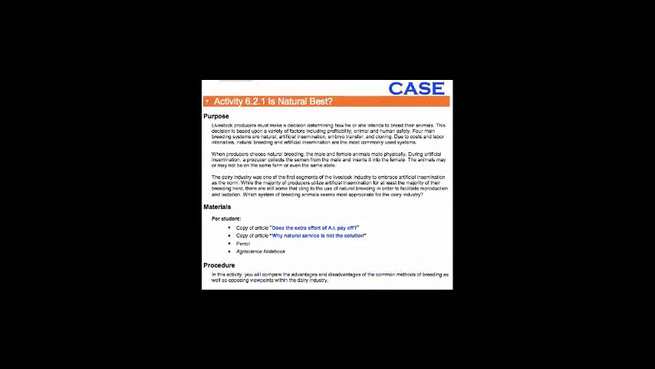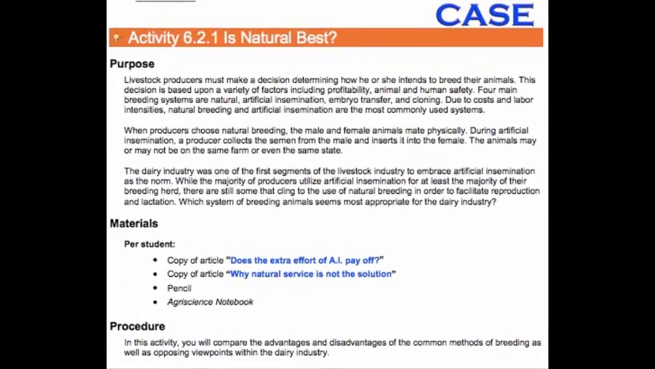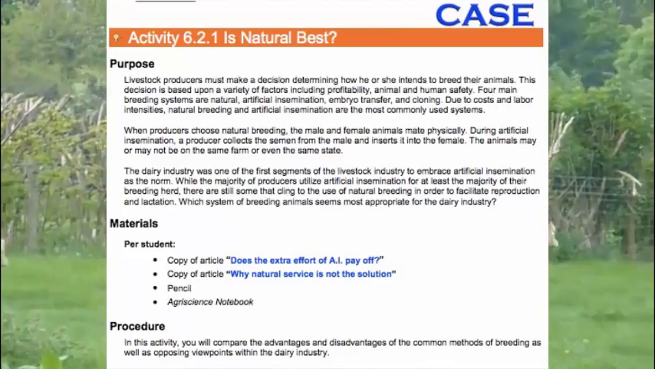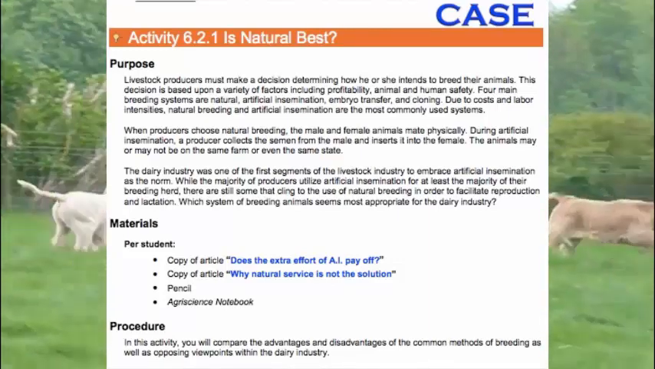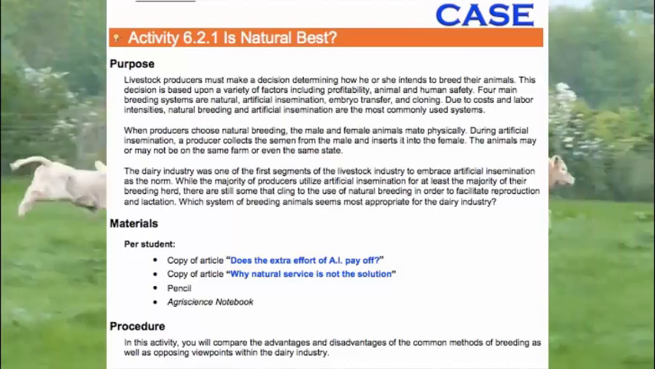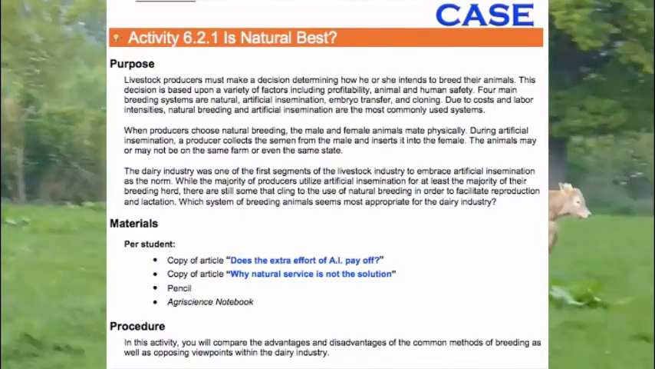Through Activity 6.2.1, Is Nature Best, you will distinguish between the different livestock breeding systems. This will help you understand the 4 main breeding methods commonly used by producers when breeding livestock and the advantages and disadvantages of each. Your instructor will share specific instructions for Activity 6.2.1, Is Nature Best.